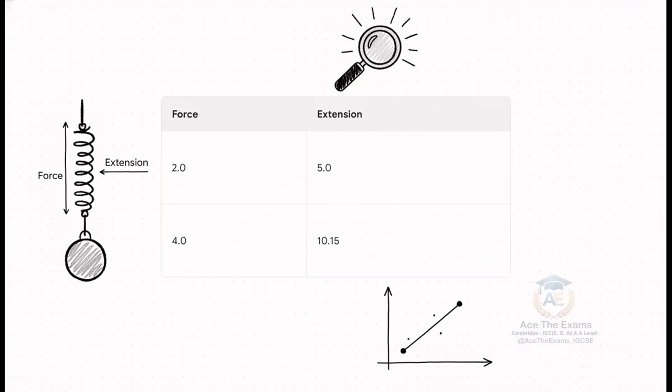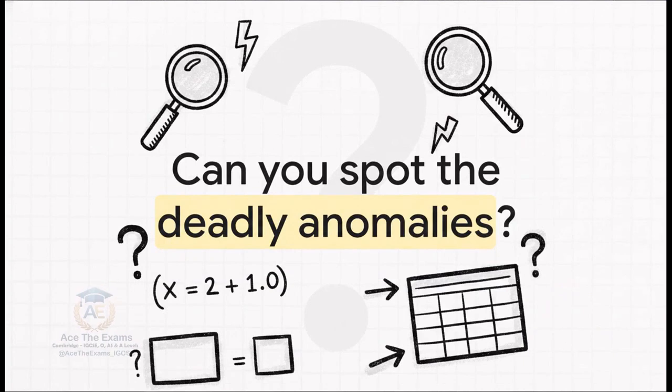So we're going to stress test your data analysis skills right now. I want you to actively pause for a second. Really look at this. Can you spot the exact deadly anomalies in this table that would cost you those easy marks? Look at the headers. Look closely at the numbers. What's missing here? What's inconsistent? Give it some thought. All right, time's up.